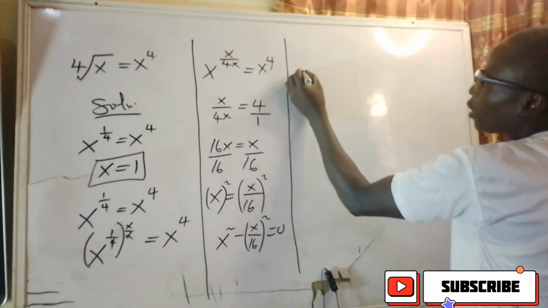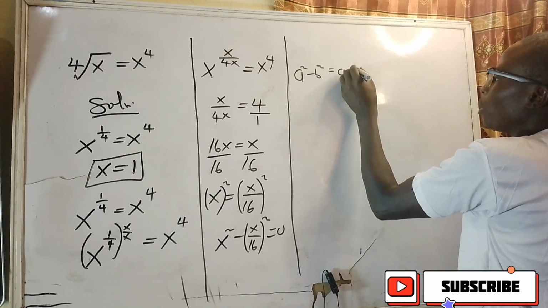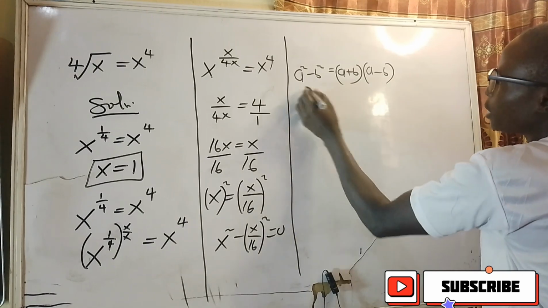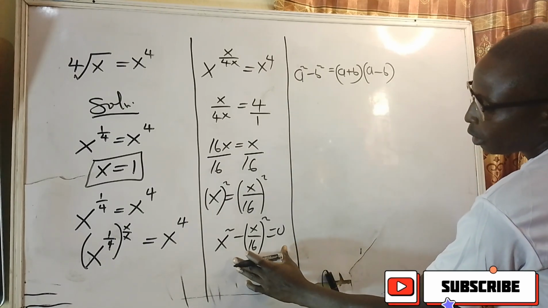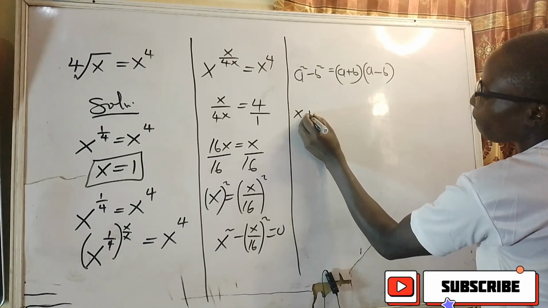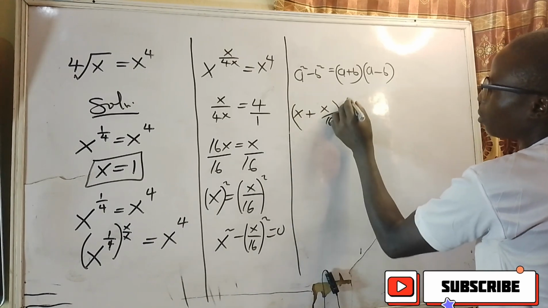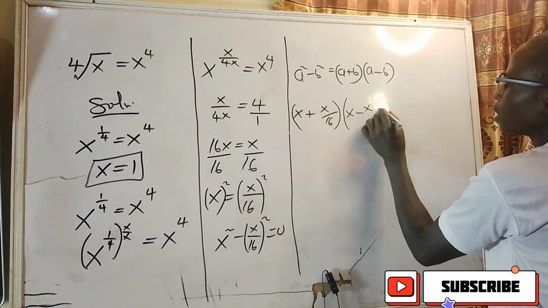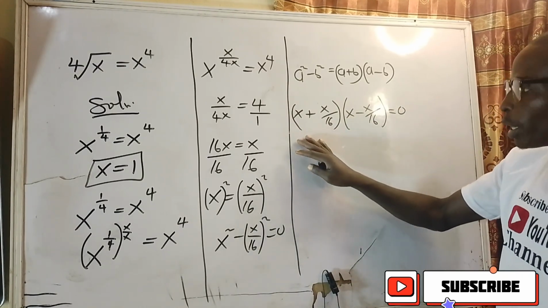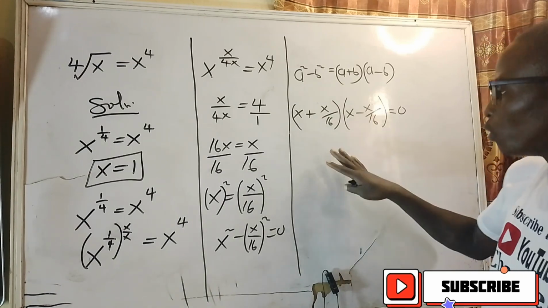And I know that whenever I have a squared minus b squared, it's going to be (a plus b) multiplying (a minus b). If that is the case, I'm going to write this based on this expression. So I'm going to have (x plus x divided by 16) multiplying (x minus x divided by 16), everything is equal to 0. So let me consider the first bracket, because whenever two numbers multiplying each other are equal to 0, one of them must be equal to 0.